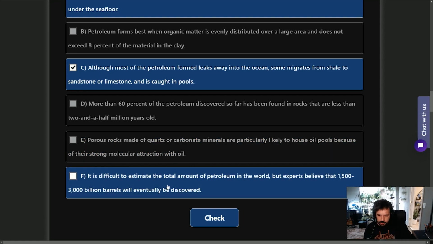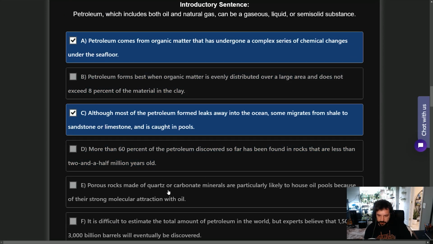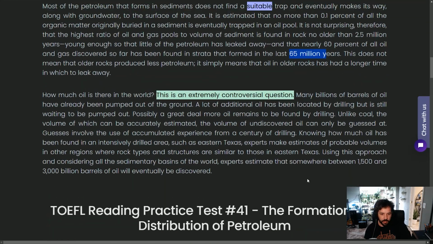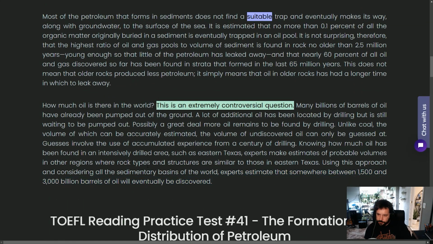It is difficult to estimate the total amount of petroleum in the world, but experts believe that 1,500 to 3,000 billion barrels will eventually be discovered. So we have two options that are false. We have an option that is a probably, and now we just have to check this one. It is difficult to guess, but 1,500 to 3,000 billion. I remember seeing this number here. Using this approach and considering all the sedimentary basins of the world, experts estimate that somewhere between 1,500 and 3,000 billion barrels of oil will eventually be discovered. So we are using this method that we just mentioned to guess how much oil we have, and experts believe we have this much. So it is true.